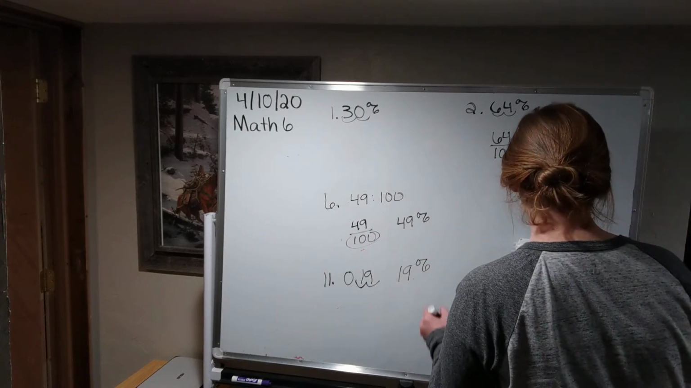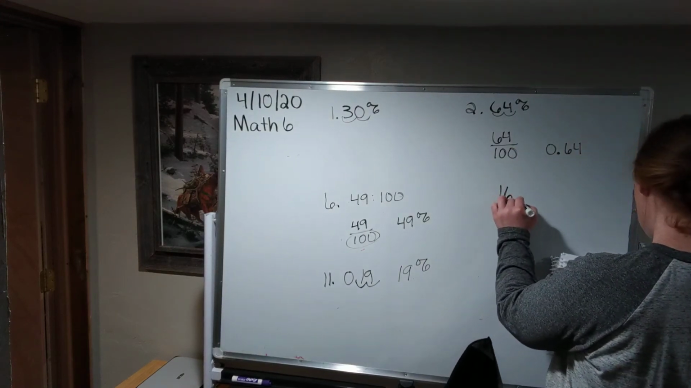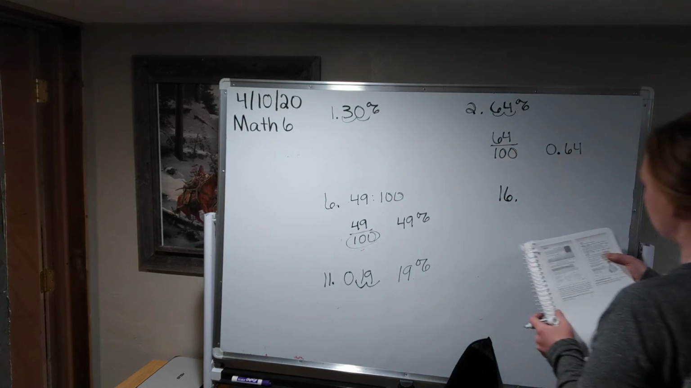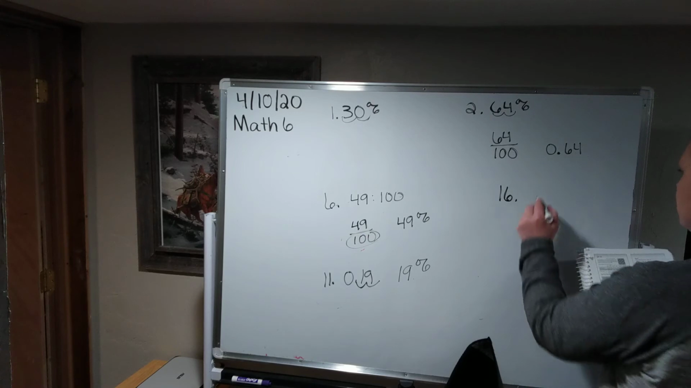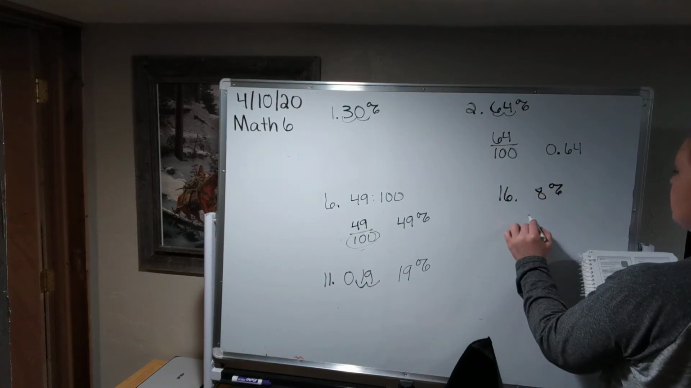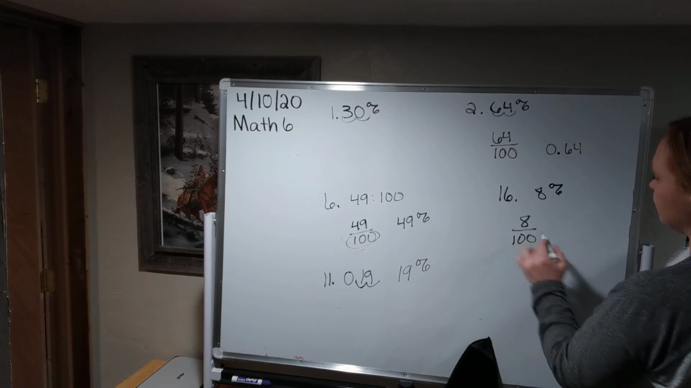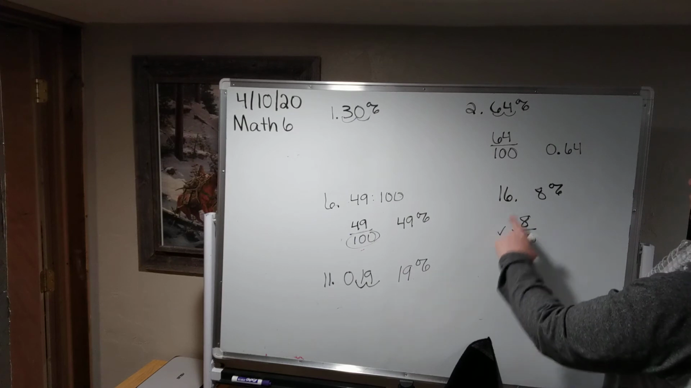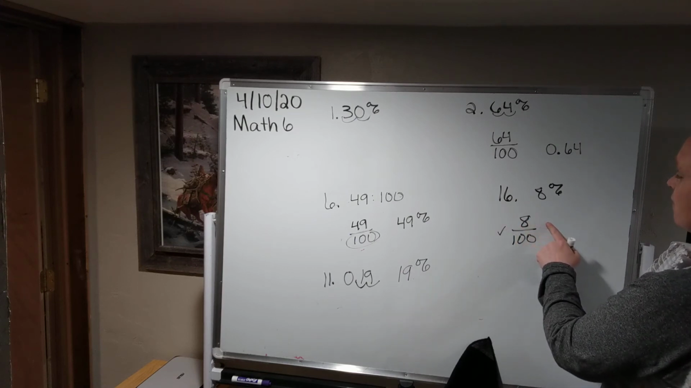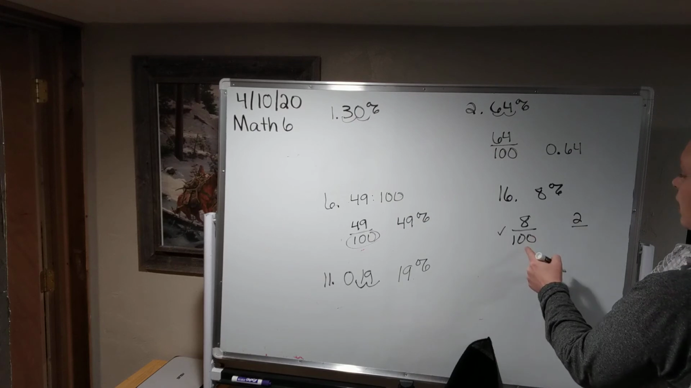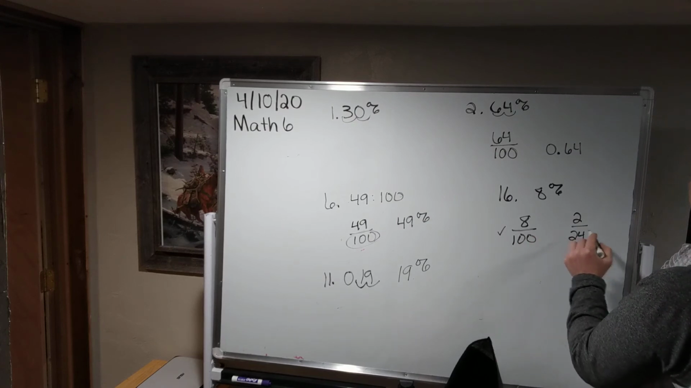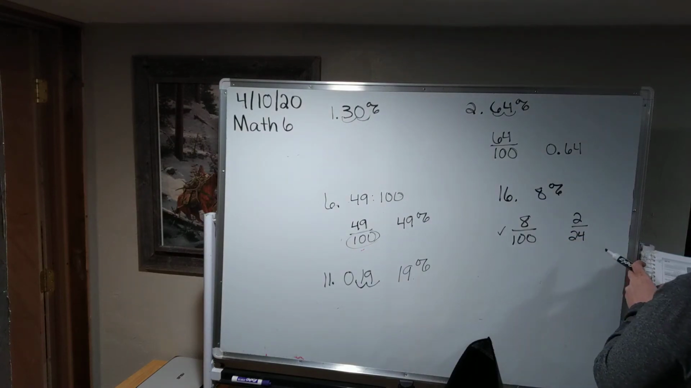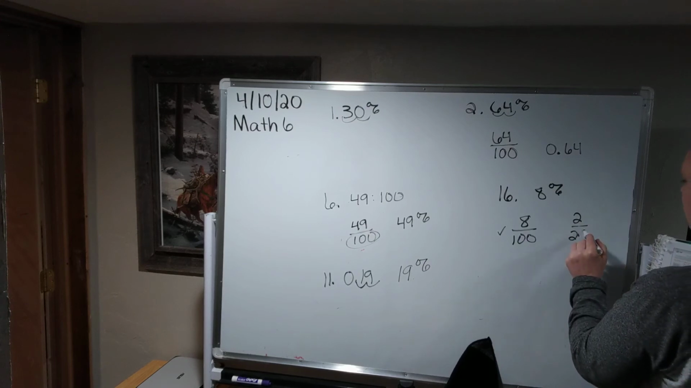Now, look down at number 16. It says, write each percent as a common fraction with a denominator of 100 and as a fraction in its lowest terms. So they give us 8%, which we know to say that the fraction is 8 over 100. So they want this as your first answer. And then your second answer, they want you to reduce the fraction. So I can say 8 divided by 4 equals 2. And 100 divided by 4 equals 25. So 2 over 24. Let's see, can I reduce that more? Oh, sorry, 25. I cannot reduce that more.